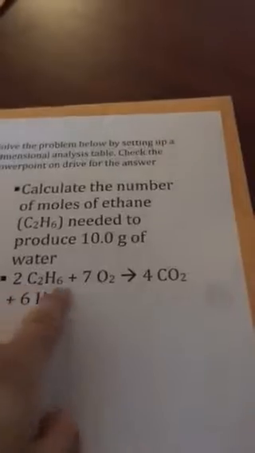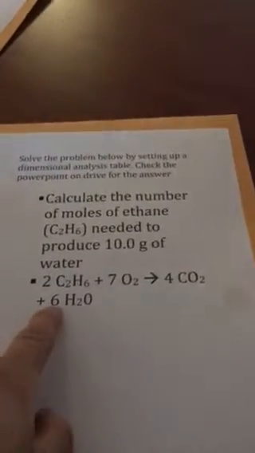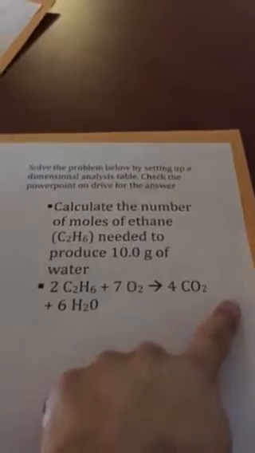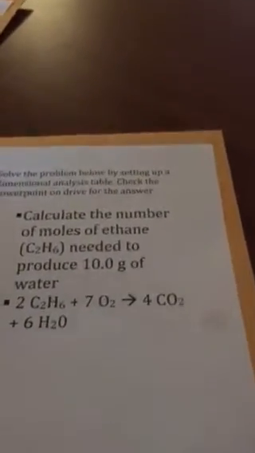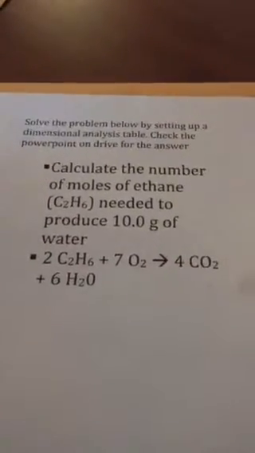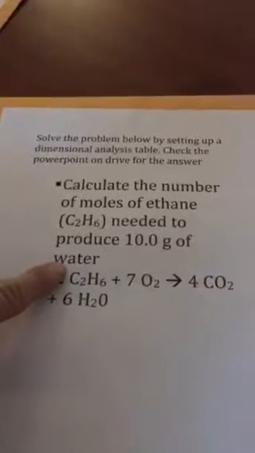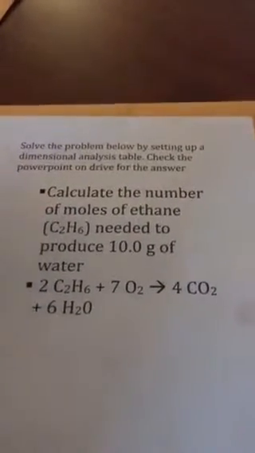So here is your balanced equation. This is the product side, so 6H2O is the product side. It should be over here, but the font was too large, so it got pushed down below. So you're trying to get to how many grams of water are necessary to produce moles of ethane, right?